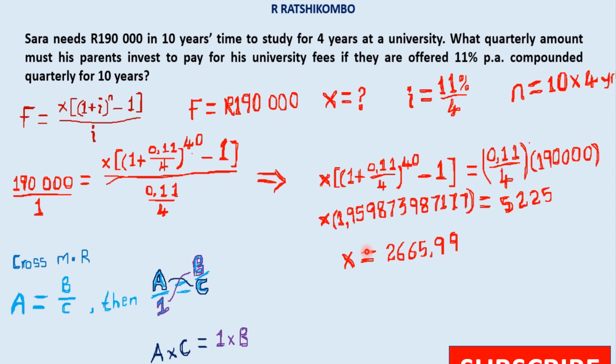The x value will be equal to 2665.99. In other words, to find the x value, you just press the calculator: 5225 divided by 1.95987398777. The answer will be 2665.99. Let's not forget to write R, because this is money. We are talking about the money that will be paid quarterly.